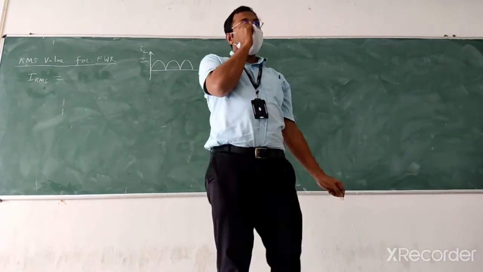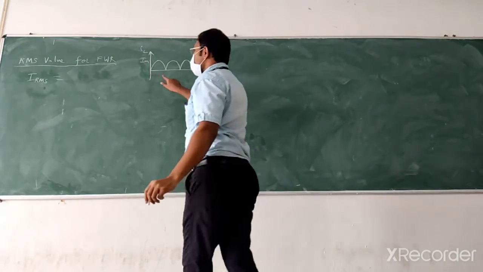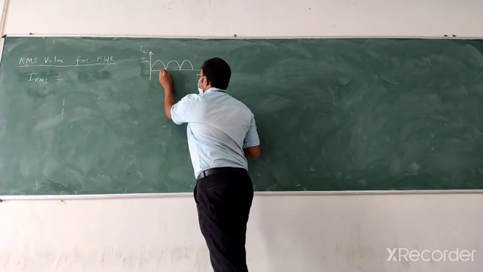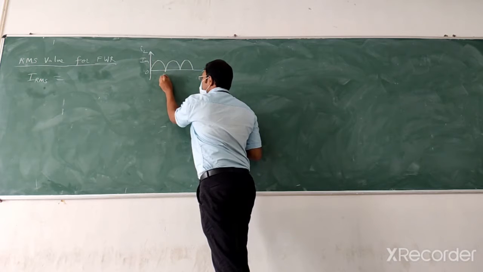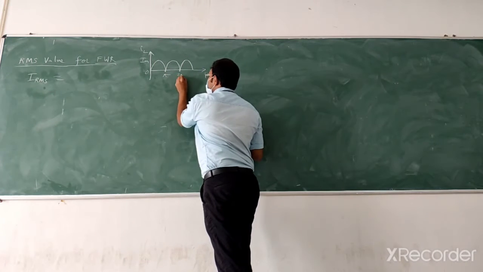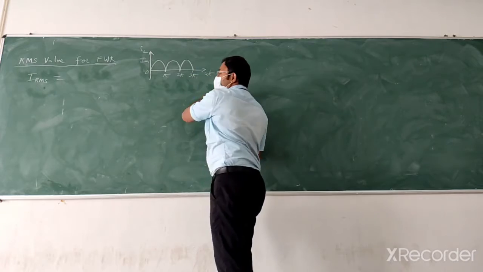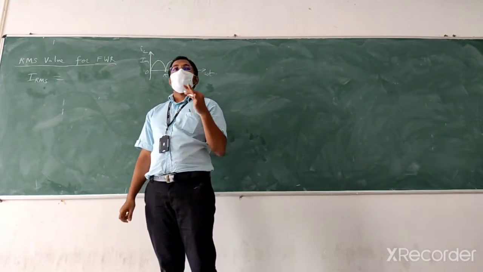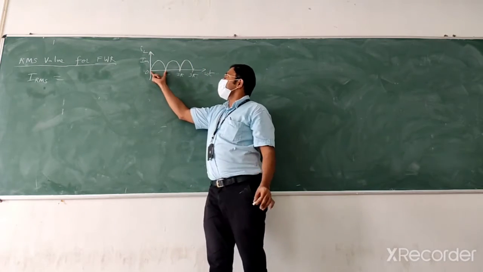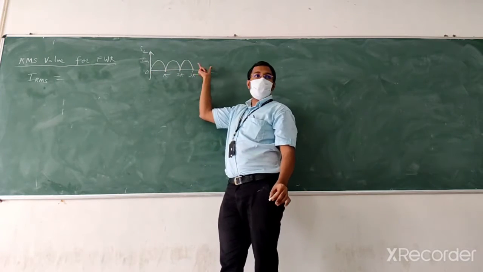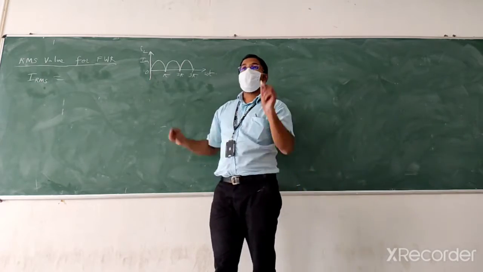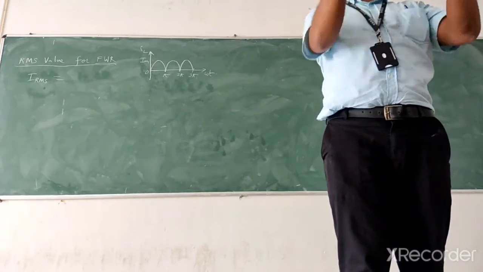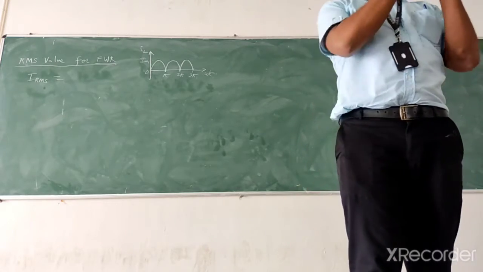Here, what is the time period? This is 0, this is 5, this is 3, 5, and so on. This is repeating itself, so the time period is 5. If you say time interval, you should say 0 to 5. Time period is simply 5.